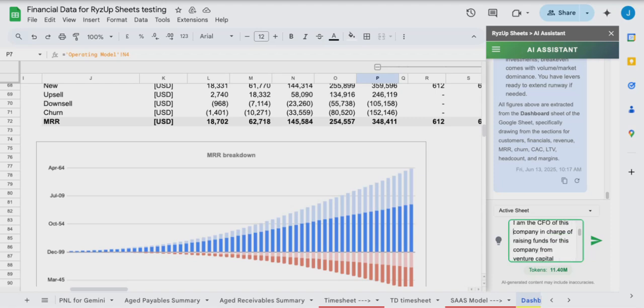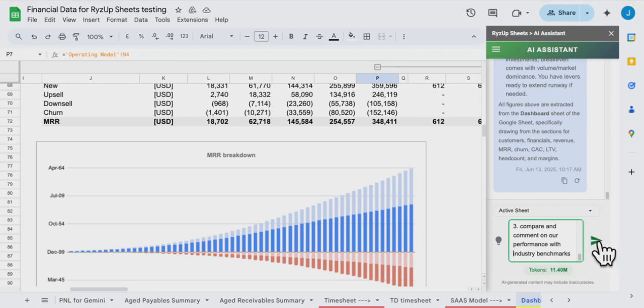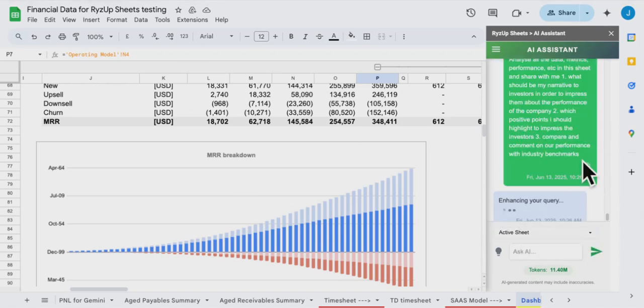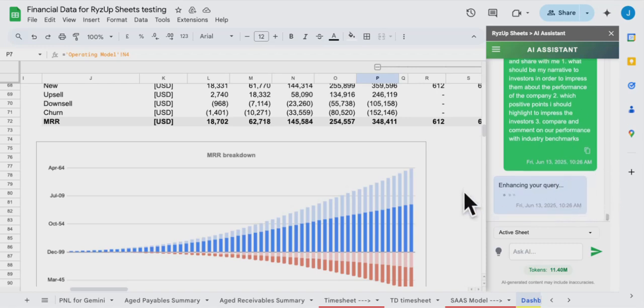I'm the CFO of the company in charge of raising funds from venture capital investors. I'm going to ask AI Assistant to analyze all the data, metrics, performance, etc., and share with me, number one, what should be my narrative to investors to impress them about the performance of the company, number two, which positive points I should highlight, and number three, compare our performance with the industry benchmarks. I'm going to ask this to analyze this query and we'll wait to see what it comes back with.